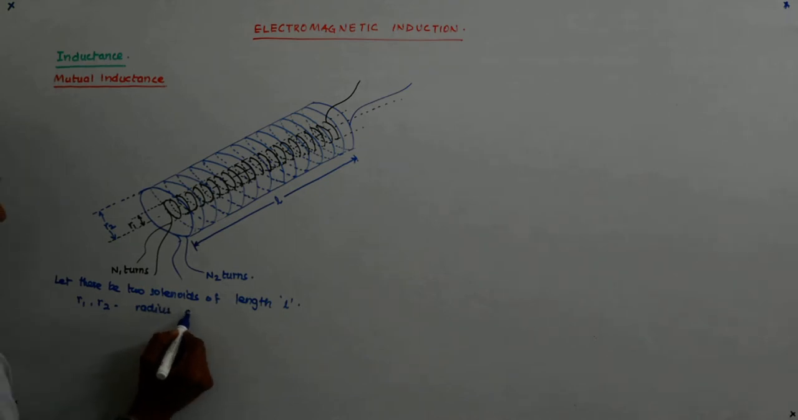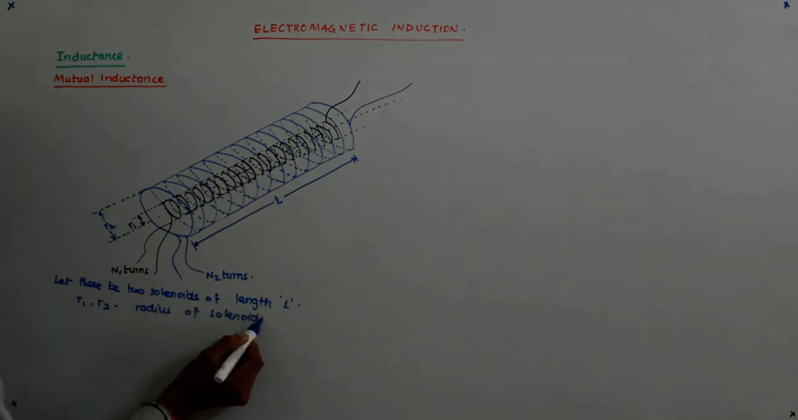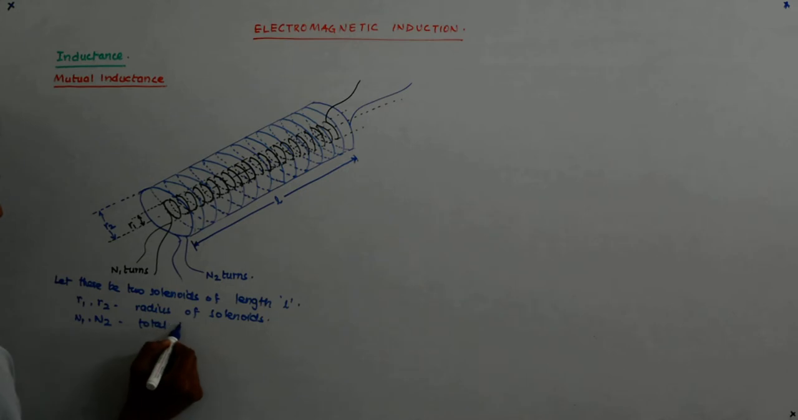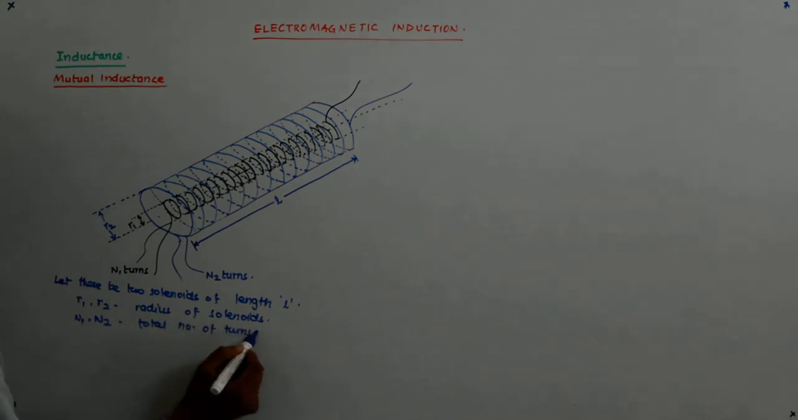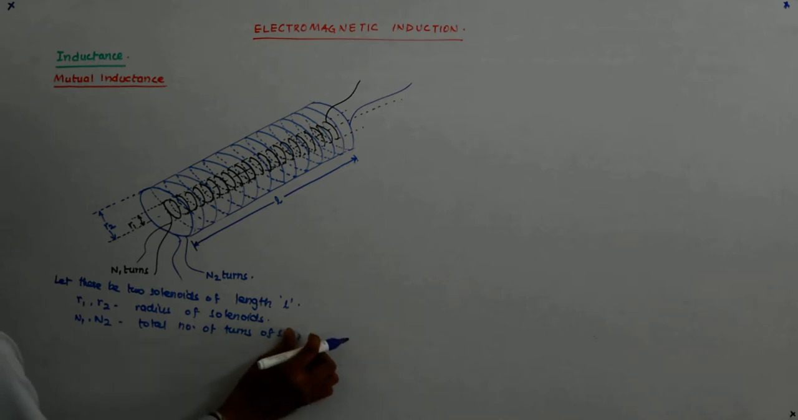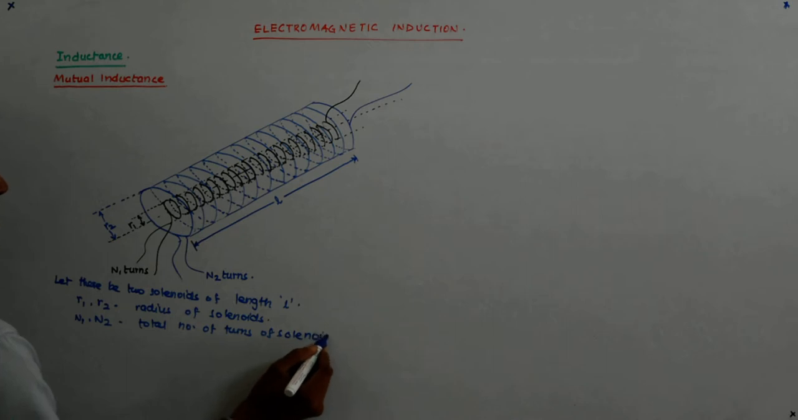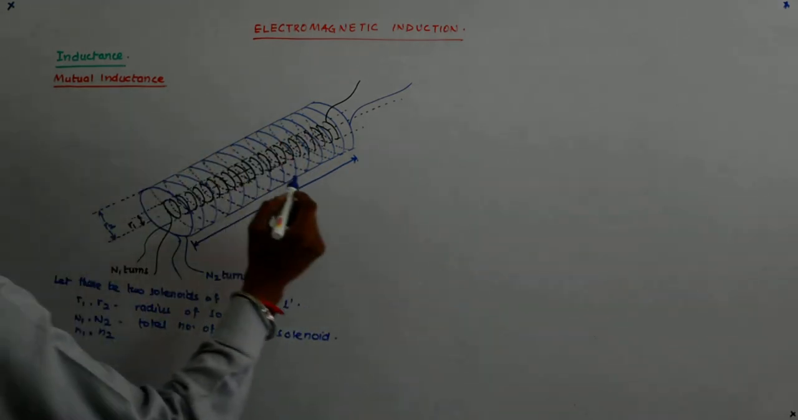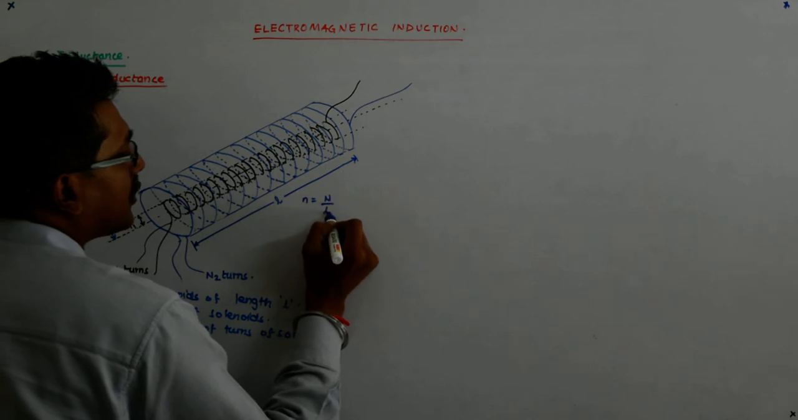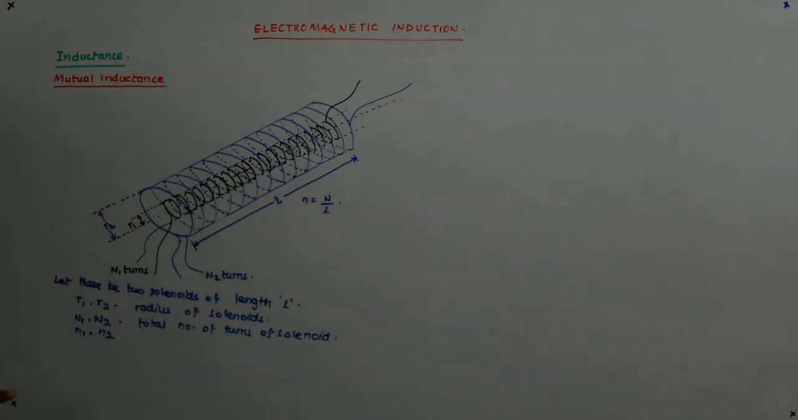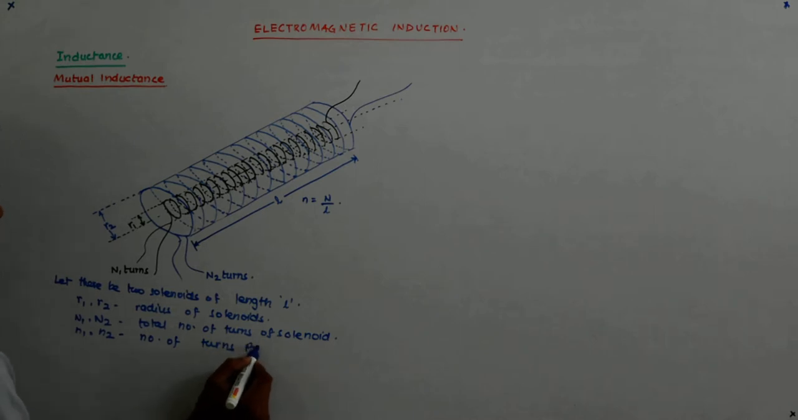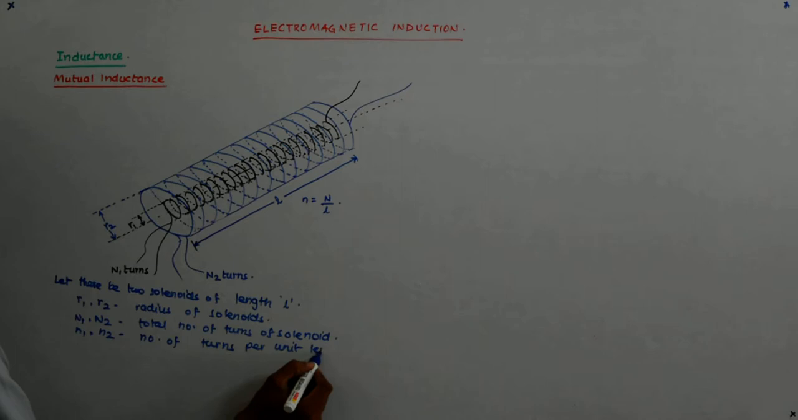R1, R2 is the radius of the solenoids. Obviously, N1, N2 is the total number of turns of the solenoid. And our small n1 and small n2, that becomes what? Small n is equal to capital N upon L, no? Number of turns per unit length. So n1, n2 is the number of turns per unit length of the solenoids.